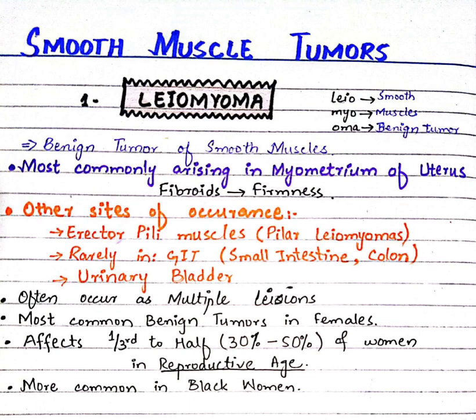The other sites of occurrence are erector pili muscles, where it is known as pilar leiomyoma, and it rarely occurs in the small intestine, colon, and the urinary bladder. Note that leiomyomas often occur as multiple lesions. Then these fibroids are the most common benign tumors in females, affecting one-third to half of the population of women in reproductive age. So you can imagine how common they are if they are affecting 30 to 50% of the population.